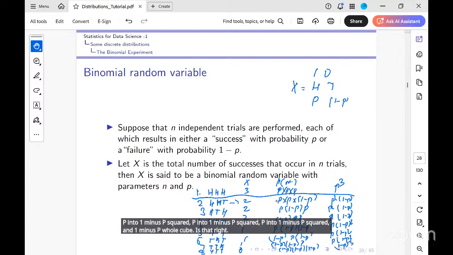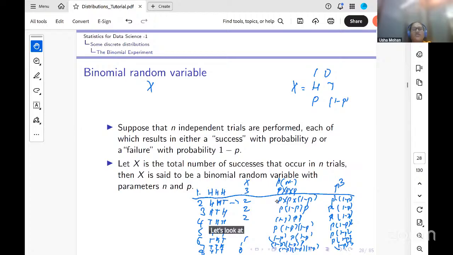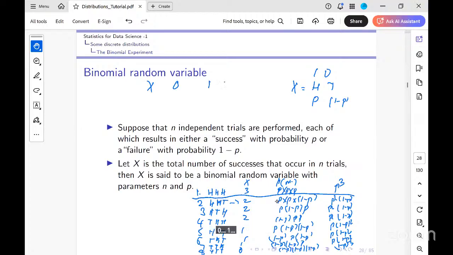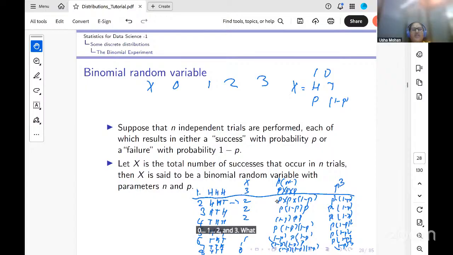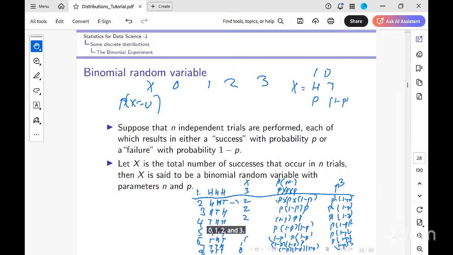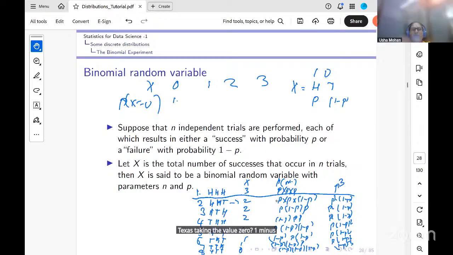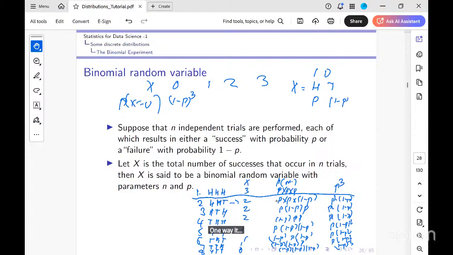So let's look at what values X is taking: 0, 1, 2, and 3. What is the probability with which X is taking the value 0? 1 by 8? No, it is 1 minus P whole cube. Right. What is the probability with which it's taking the value 1?